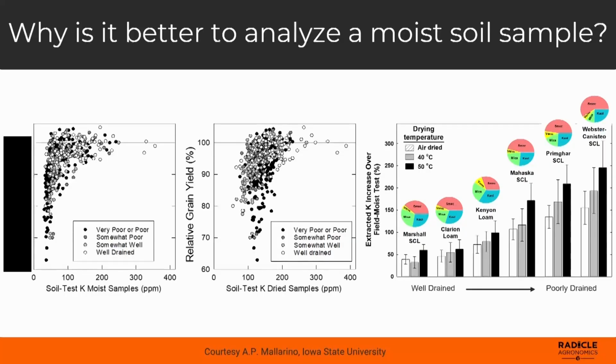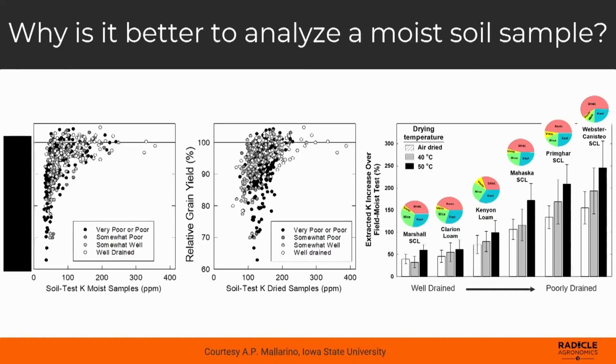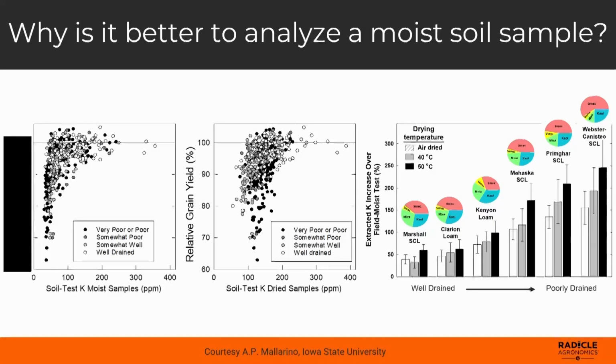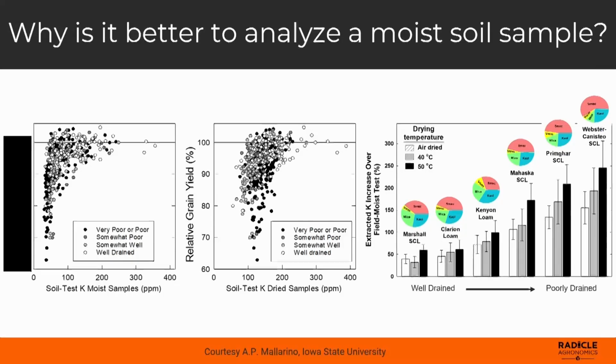So that's why if you send your sample to one lab, you're going to get one potassium number. If another lab uses a different drying method, you're going to get a different number. Well, plants don't grow in oven-dried soils. So you get a better relationship when you're analyzing the soil moist than when you analyze the soil dry. And that's why with the Radicle lab, we have the ability to analyze a moist sample, and that's our preferred way of analyzing it.